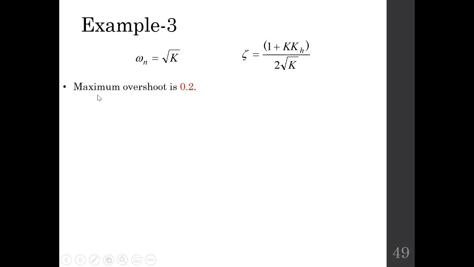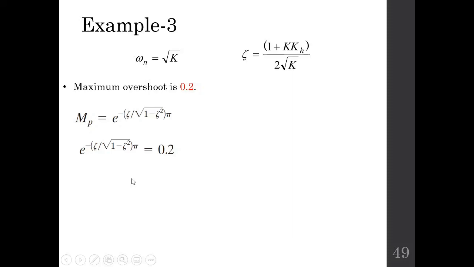It is already given to us in the question statement that the maximum overshoot is 0.2. So we'll use this maximum overshoot value to find zeta. We know that the maximum overshoot equation is e raised to the power minus zeta divided by under root 1 minus zeta squared, into pi. Here, if we put the value of Mp, we can find zeta. Here, Mp is equal to 0.2.